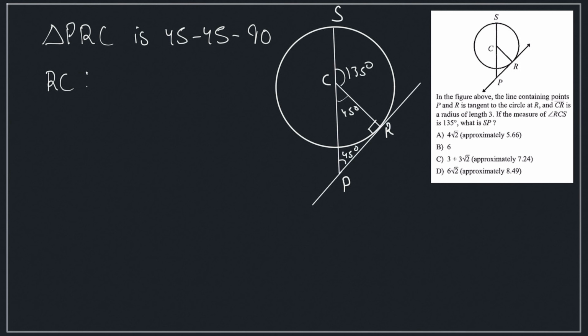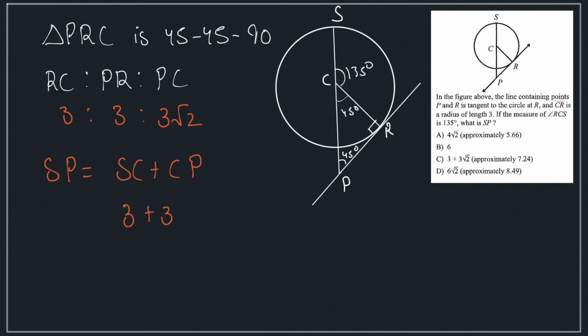Therefore, its side ratios must be 1, 1, and root 2, or in this case, 3, 3, and 3 root 2. From this information, we can easily find the side length of SP as SC plus CP, or 3 plus 3 root 2.